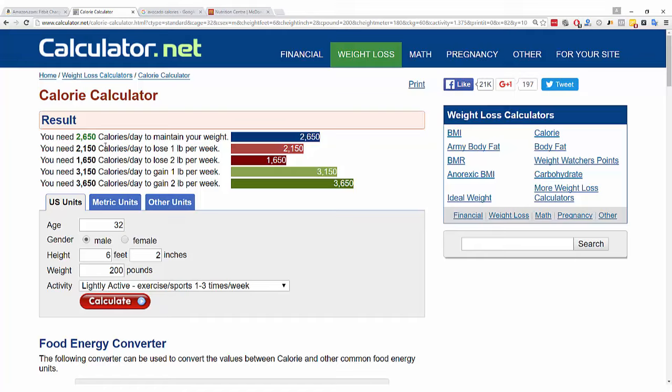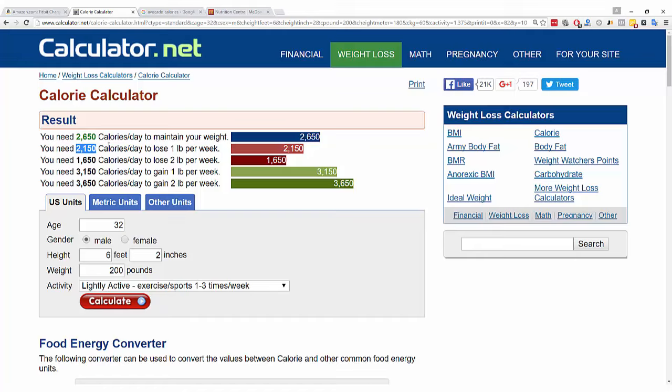Okay, it shows me that at that level I'm burning 2,605 kilocalories a day. So that's what I need to burn to maintain my weight. And if I want to lose weight, for example 1 pound per week, then I should be eating 2,150 calories. That's what I should eat if I want to lose 1 pound per week. And the rule is simple. About a 3,000 to 3,500 calorie deficit will burn 1 pound of weight.